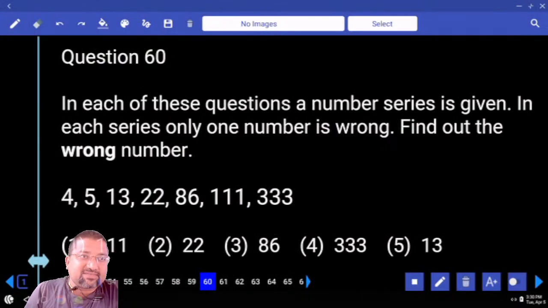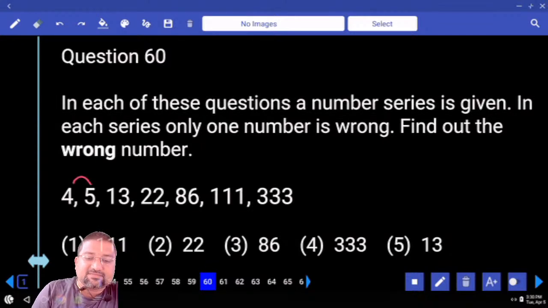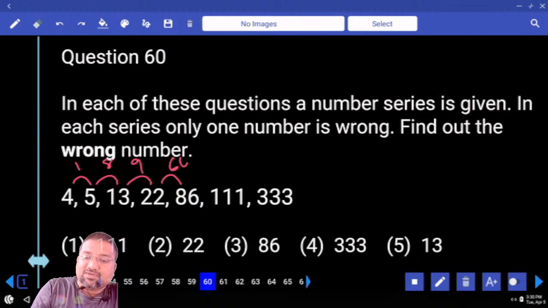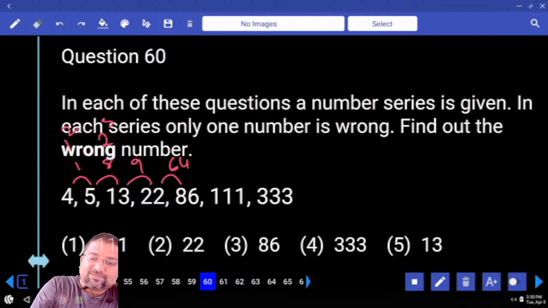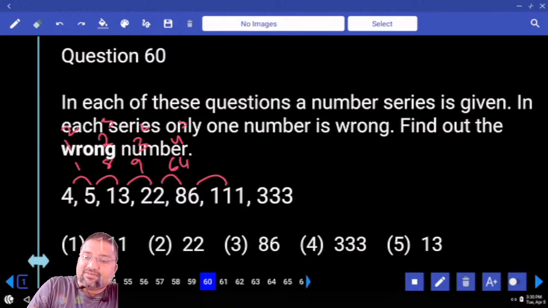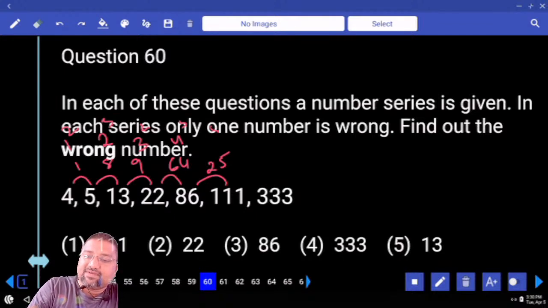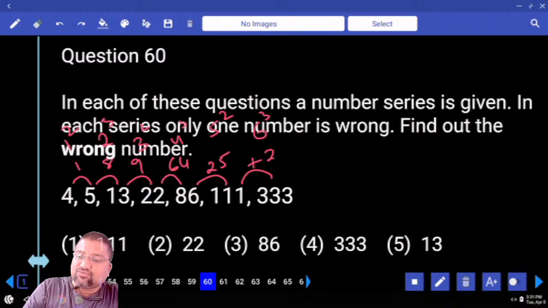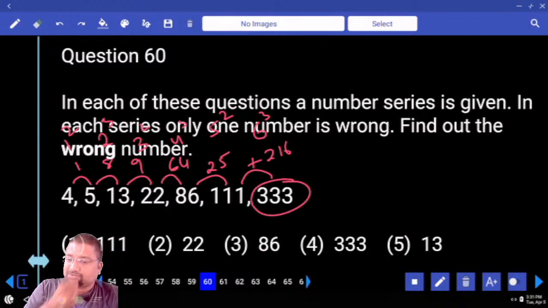Can you please tell me the differences between these numbers? 1, 8, 9, 64. What did you understand? 1 square, 2 cube, 3 square, 4 cube. Next should be 5 square. 5 square is 25. Is 86 plus 25 111? Yes. What should be my next number? 6 cube. 6 cube is 216.